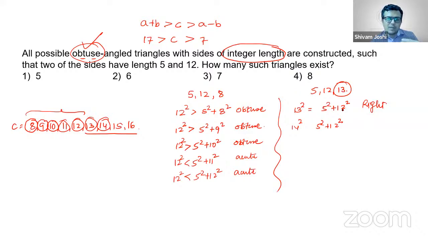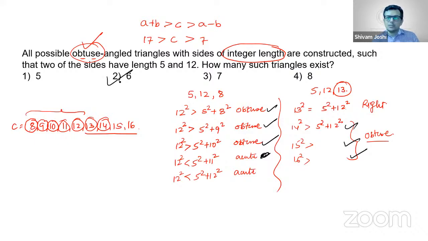So 14 square will definitely exceed it. 15 square will be even bigger and 16 square will be even bigger, right? So these three cases will definitely give me an obtuse angle triangle only, right? So finally, how many obtuse angle triangles am I having? 1, 2, 3, 4, 5, 6. 6 is the answer.